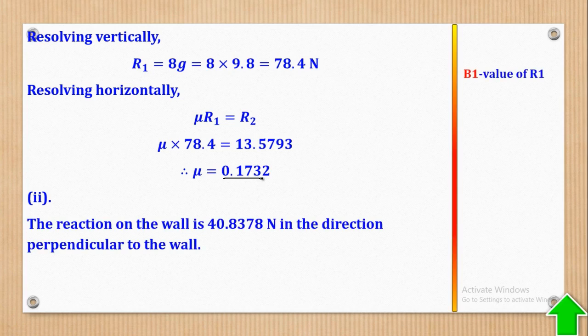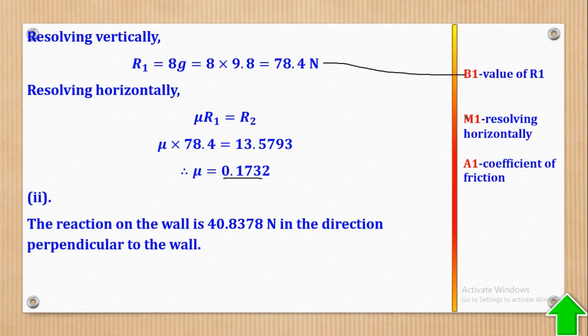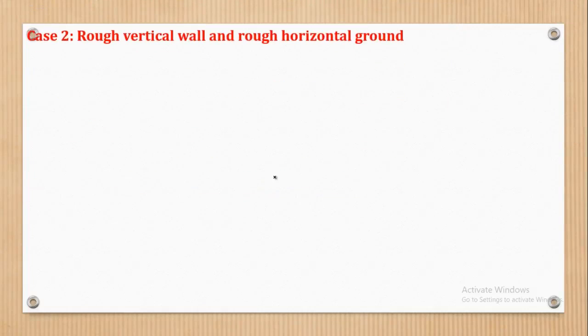So now let's see how much can be awarded. So B1 for getting R1, M1 for resolving horizontally, A1 for the coefficient of friction. So that has been case 1, where the vertical wall is smooth and the horizontal ground is rough. Now we shall go to case 2, where the vertical wall is rough and the horizontal ground is also rough.